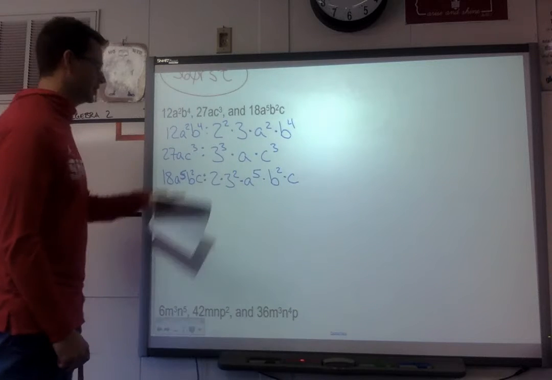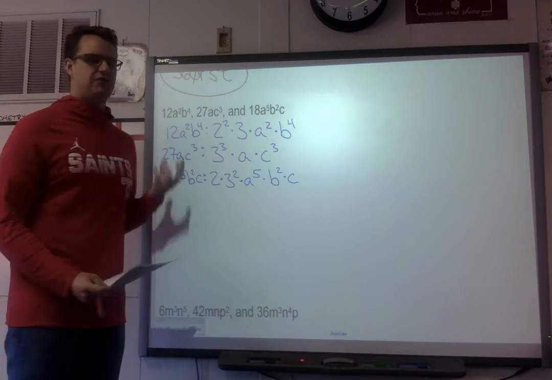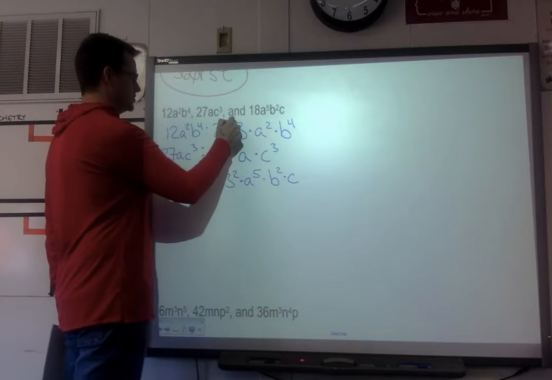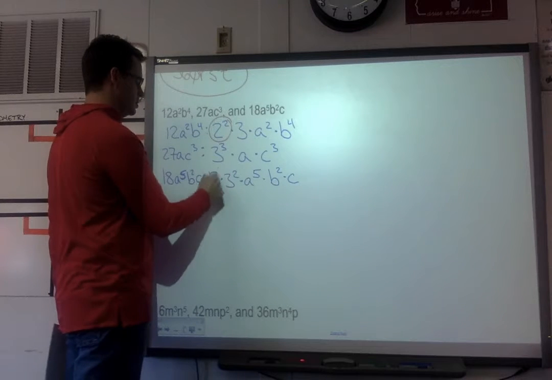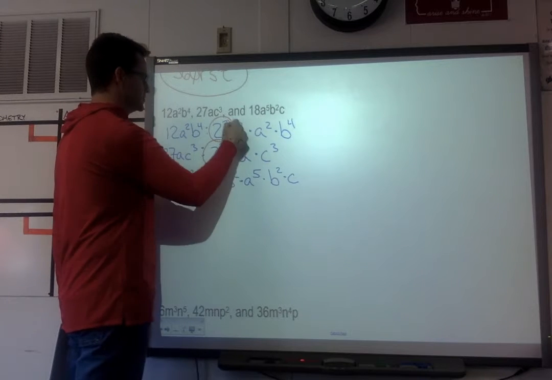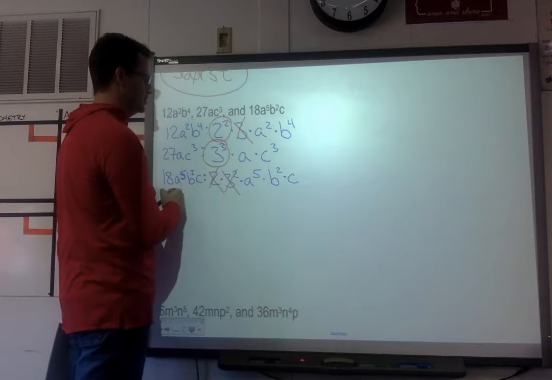And then again, I'm going to go through and find each factor to the highest power. So for 2, the highest power is squared. I've got a 3 in each of them, but the highest power is cubed, so that's the one I'm going to use.